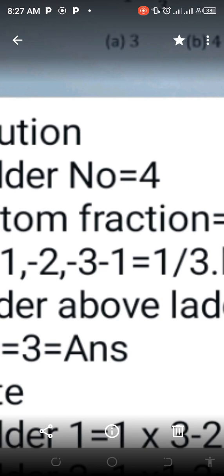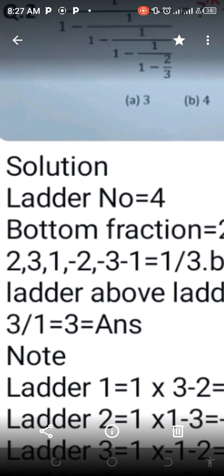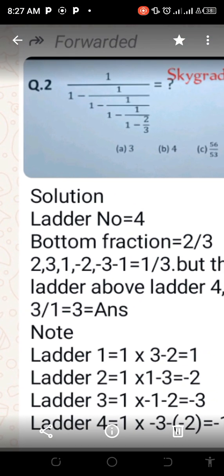Then the solution to this question is third ladder over fourth ladder, which is 1 over 3. And because there is a ladder above the fourth ladder, you take the reciprocal of 1 over 3, which is equal to 3.